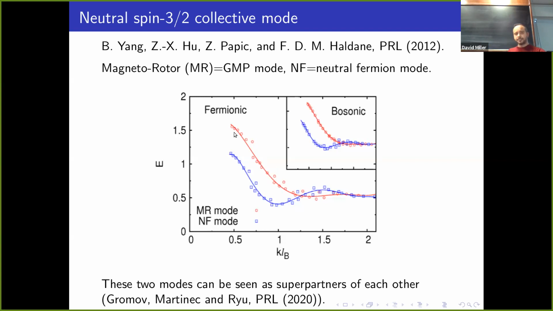This picture is taken from this work. What you see here as a mode is basically the GMP mode, which is also called the magnetoroton. The other one, this neutral fermion mode, is completely new, because in the Laughlin state you cannot get this mode. Numerically, you can see it just by looking at this picture. Here there is the energy with respect to the momentum, and here there is a bump.